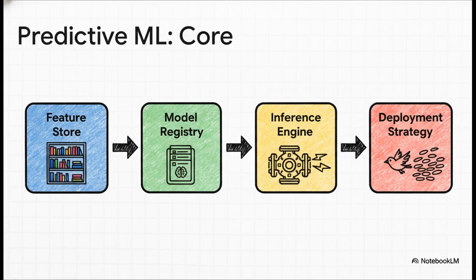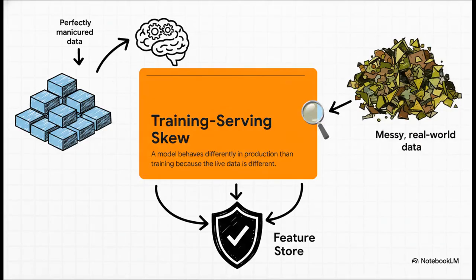Well, it all starts with a feature store, which makes sure the data your model sees in the real world looks exactly like the data it trained on. Next, you need a model registry, which is basically version control for your models. Then you've got a high-speed inference engine to get predictions out fast. And finally, you absolutely need a safe deployment strategy, like a canary or shadow deployment, so you can roll out updates without breaking everything.